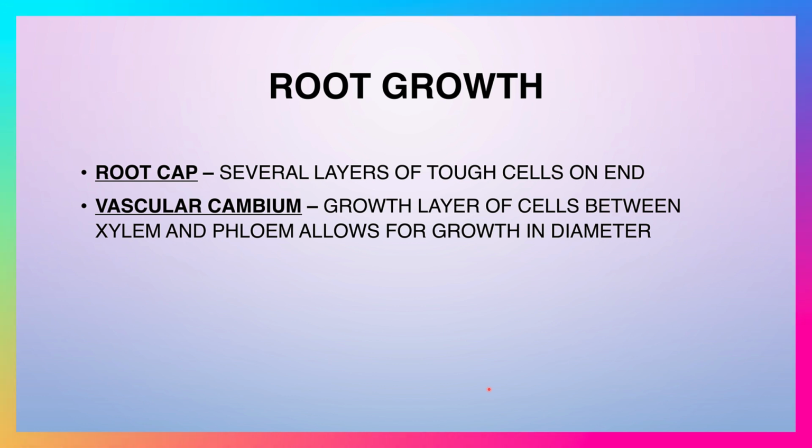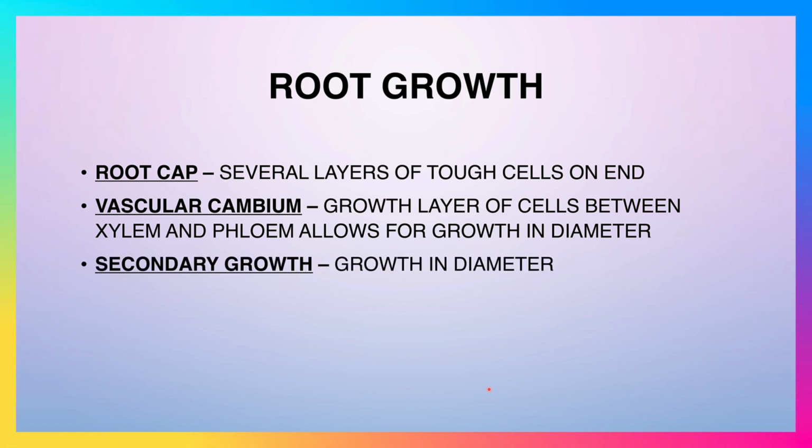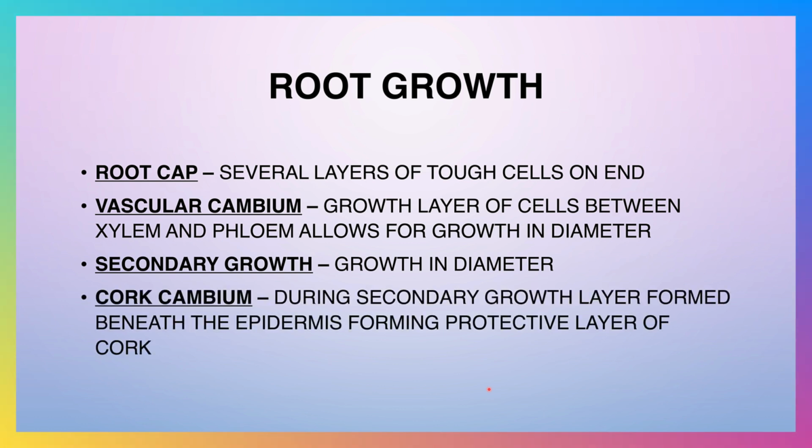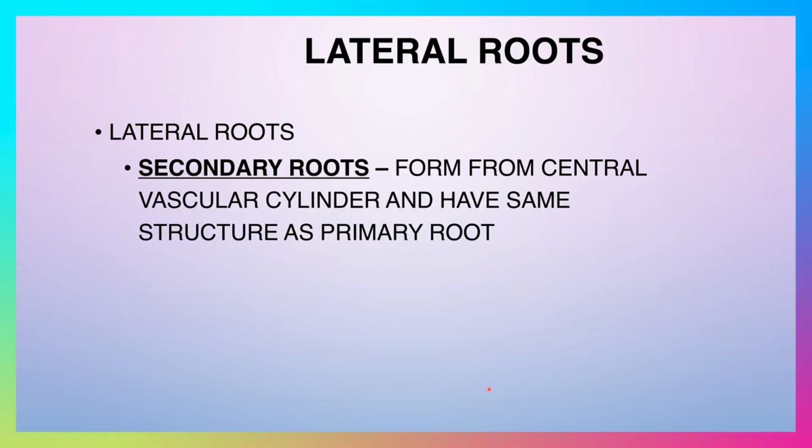The growth layer of cells between the xylem and phloem, which allows for the diameter to increase, is called the vascular cambium. And this increase in diameter is called secondary growth. So the primary growth is north and south into the ground. The secondary growth is the increase in diameter. And as it increases in diameter, cork cambium is formed, and the cork cambium acts as a protective layer underneath the epidermis. Now, lateral roots are secondary roots that form from the vascular cylinder and have the same structure as the primary root.